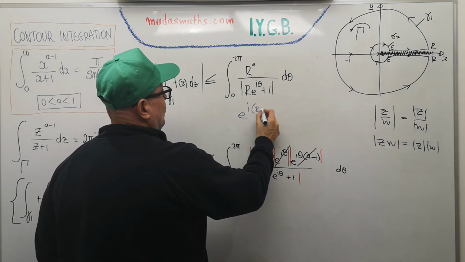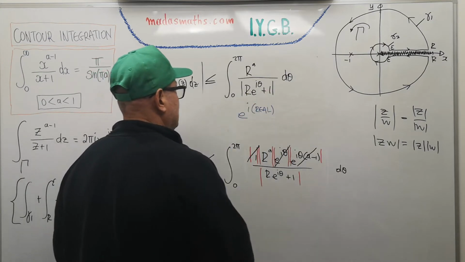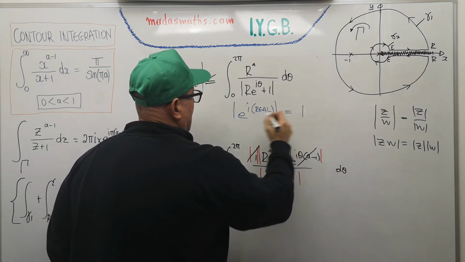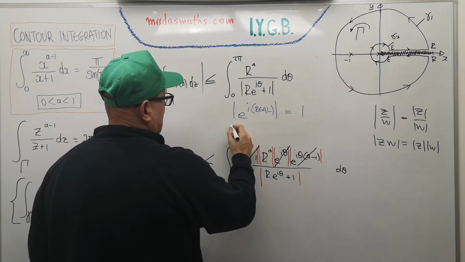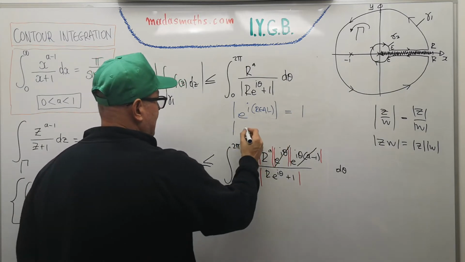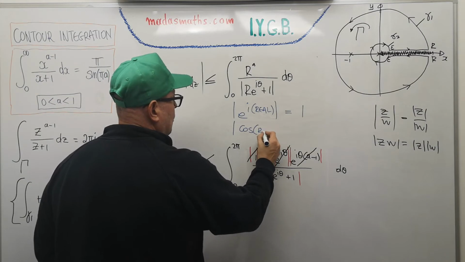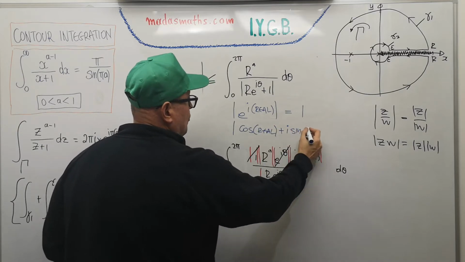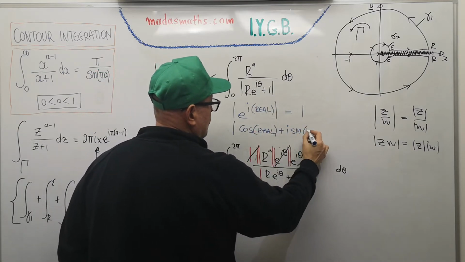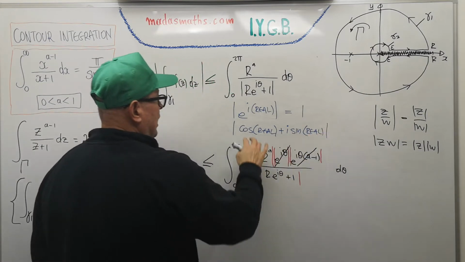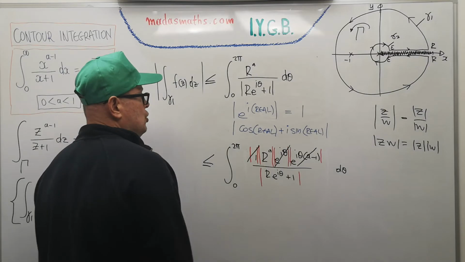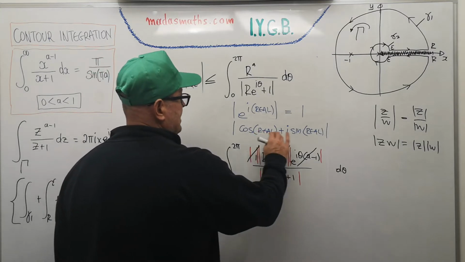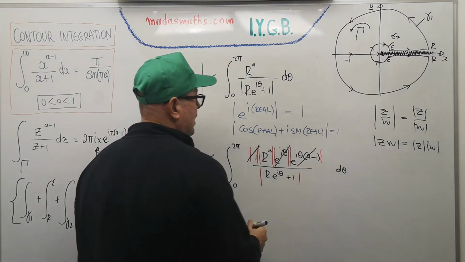e to the i times something real. Okay, some real quantity. If I take the modulus of that, I claim the answer is 1. If I write it in sines and cosines, that is the cos of the real quantity plus i sine of the same real quantity, the same argument. And the modulus is, by definition, the square root of cos squared plus sine squared. It's irrelevant as long as it's the same thing in there. The answer will be equal to 1.